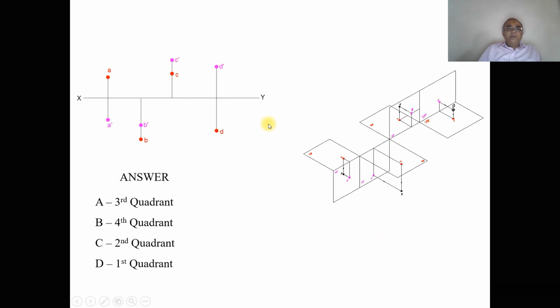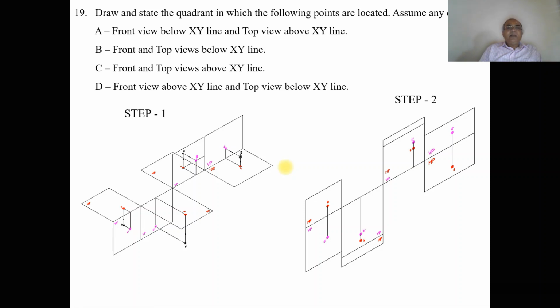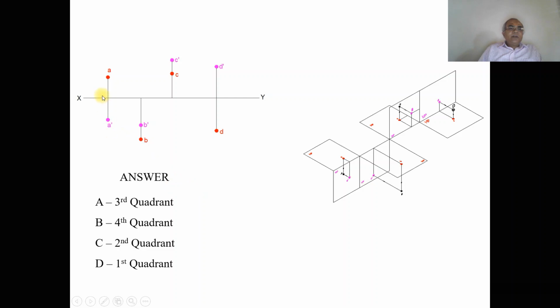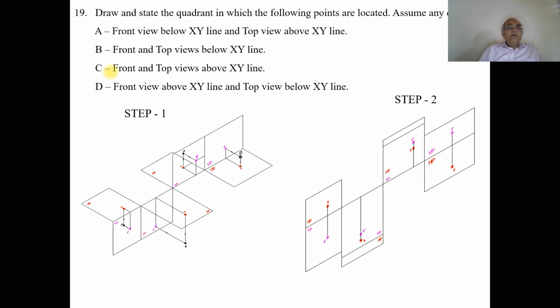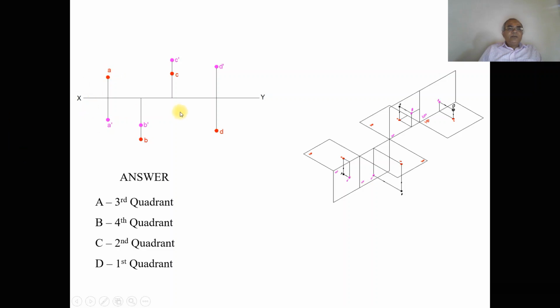So when you talk about this, here we have the XY line, wherein in the first case, A, front view is below XY line and the top view is above XY line. And then when it comes to the point B, front and top views below XY line, so both front and top view are below XY line, that is B and B dash, both are below XY line.